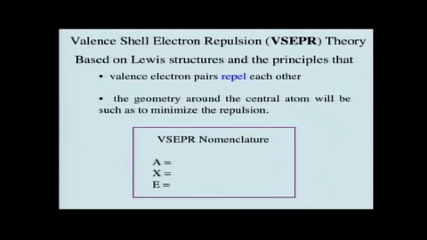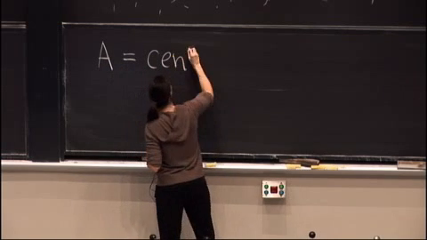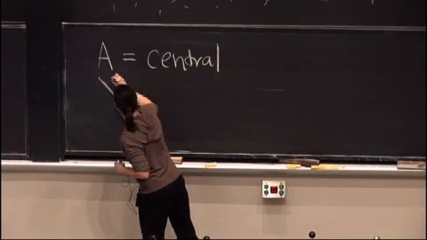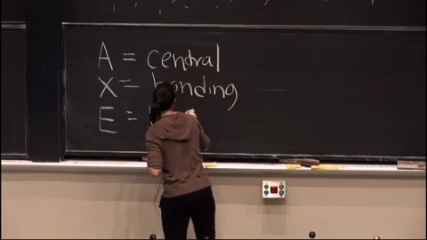So when we talk about VSEPR, there's a special nomenclature that we use. In VSEPR, we have A. Does anyone know what A means in VSEPR theory? It's the central atom. What about X? This is actually the bonding atom; any bonding atom you call X. And then we have E, which is equal to lone pairs. So E is a lone pair. E is not a lone pair electron, so if you have two electrons, that's one lone pair.